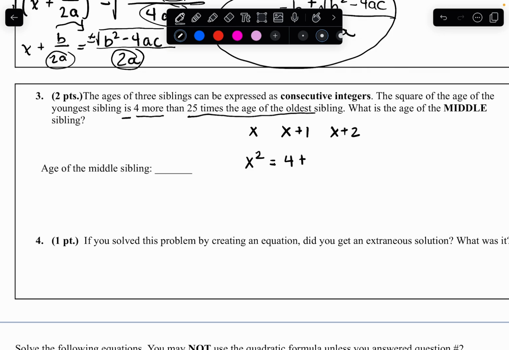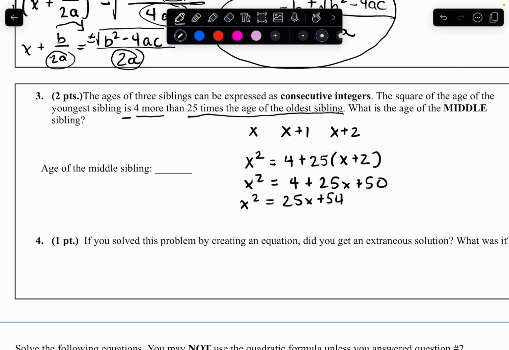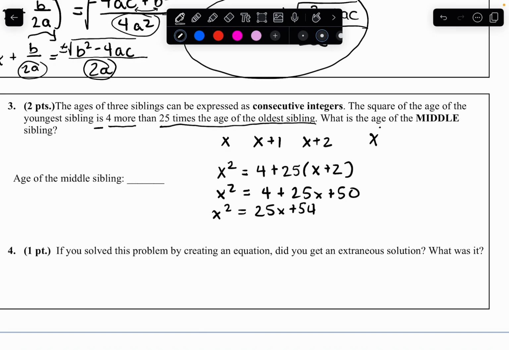25 times the age of the oldest sibling, that's 25 times parentheses x plus 2. And now we're just solving for x. So x squared is equal to 4 plus 25x plus 50, or x squared is equal to 25x plus 54. If I rewrite everything in standard form, I will get x squared minus 25x minus 54 equals 0. And I'm going to see if I can factor this.